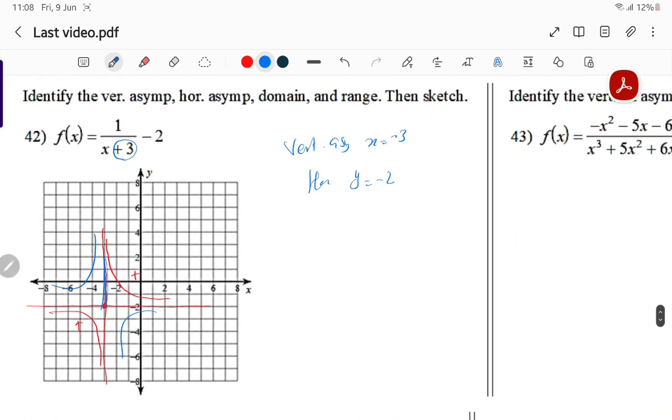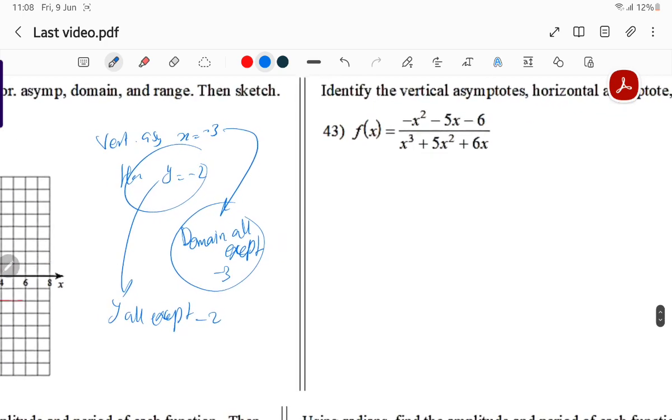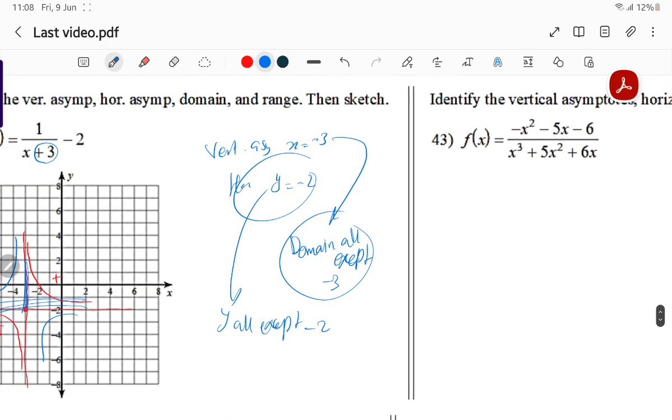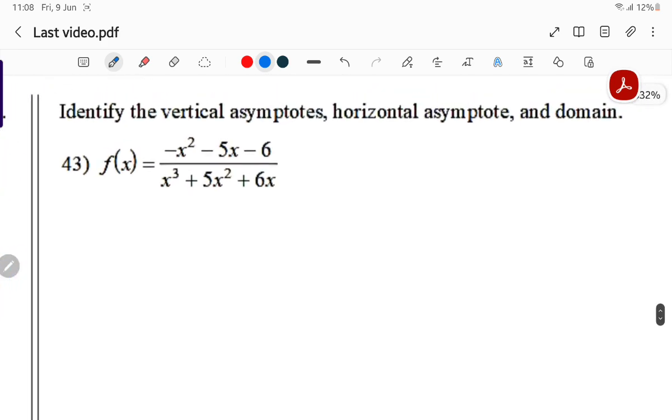If you were asked about the domain, all x except -3, because the domain is all x except this asymptote, and the range is y all except -2. So yes, we take this for the domain and this for the range. Here, vertical asymptote, horizontal asymptote, and domain.